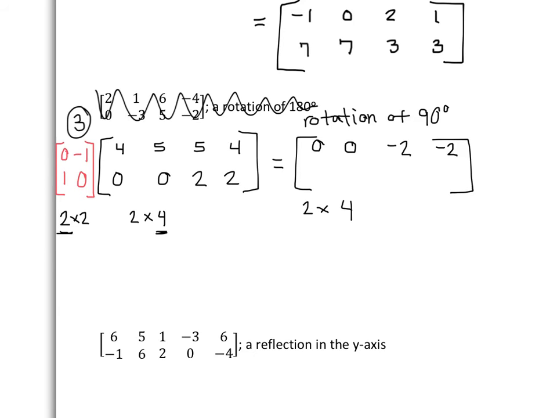Okay, so we got the top row. On the second row, what are you going to get? 1 times 4 is 4, plus 0 times 0 is just 4. 1 times 5 is 5 plus 0 times 0 is 5. 1 times 5 is 5 again plus 0 times 2. 1 times 4 is 4 plus 0 times 2 is 4. So our top and bottom rows switched, and then the top row became negative.